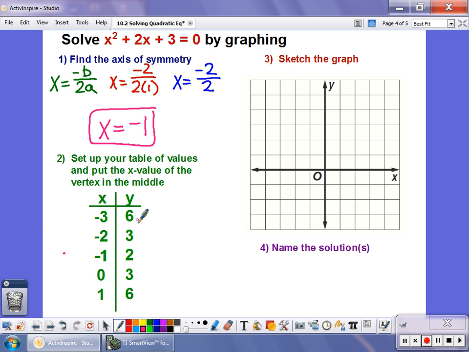Negative 3, 6, I'm going to go over negative 3, up 6, put a point, connect all my points together, and I'm left with this graph. Now if I look at this, I can see my x-axis right here. This parabola does not touch this x-axis, so what that means is this parabola, this quadratic equation, has no solutions. Okay?